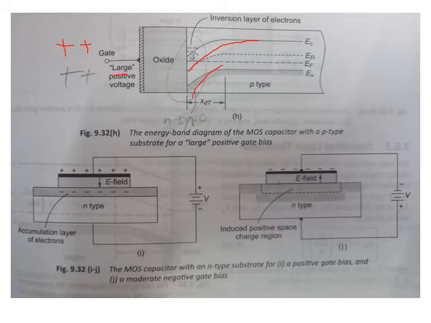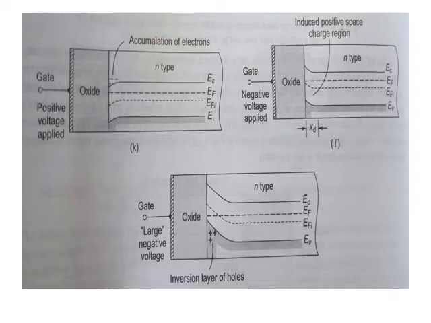And when we take the n-type semiconductor, the band bending will be reversed. Why? Because the material is reversed, right? So yesterday we have seen these things.